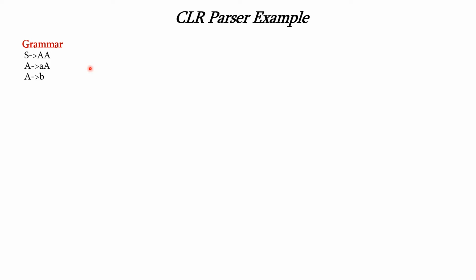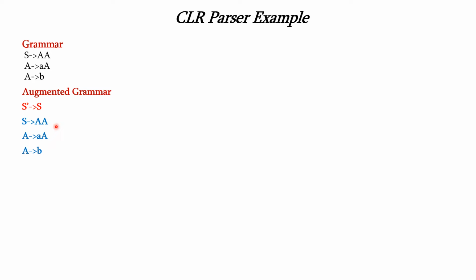Here we have the grammar with the productions S → AA and A → aA and A → b. First step is to find the augmented grammar. So for writing the augmented production, we have to introduce the new variable which derives the start symbol. So here start symbol is S. So we can write it as S' → S. S' is the newly introduced variable and S is the start symbol. After this, we have to write all the productions in the given grammar as it is. So S → AA and A → aA and A → b.